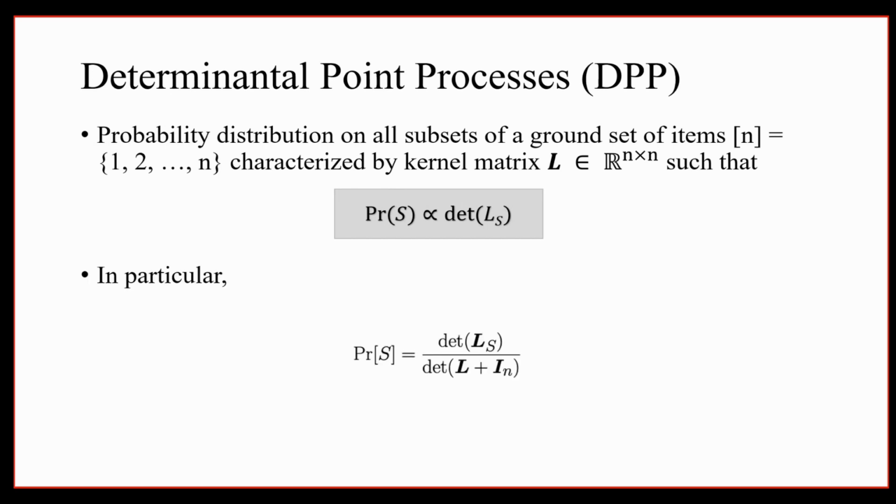In particular, it turns out that for this probability distribution, the partition function, which is a normalizing constant, is very easy to compute. It's just the determinant of L plus the identity matrix. So here the probability is exactly equal to determinant of L_S divided by determinant of L plus I_N. But for the MAP inference problem, we still don't care about this, but it's just a nice thing to know.